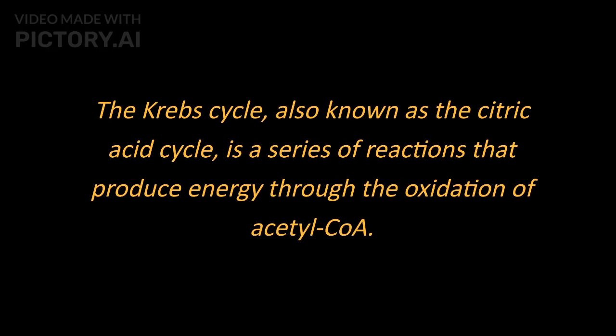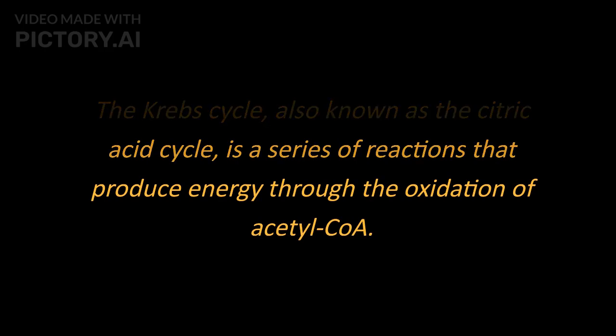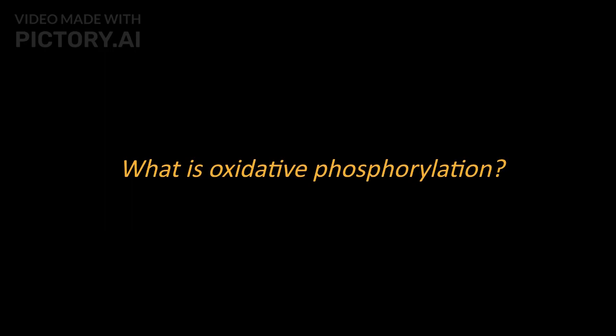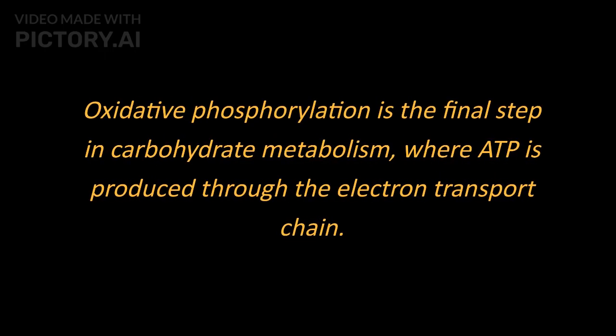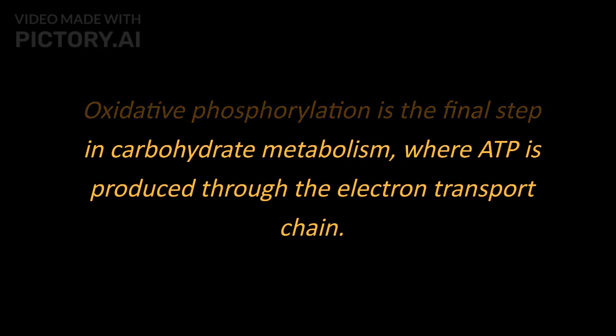8. What is the Krebs cycle? The Krebs cycle, also known as the citric acid cycle, is a series of reactions that produce energy through the oxidation of acetyl-CoA. 9. What is oxidative phosphorylation? Oxidative phosphorylation is the final step in carbohydrate metabolism, where ATP is produced through the electron transport chain.